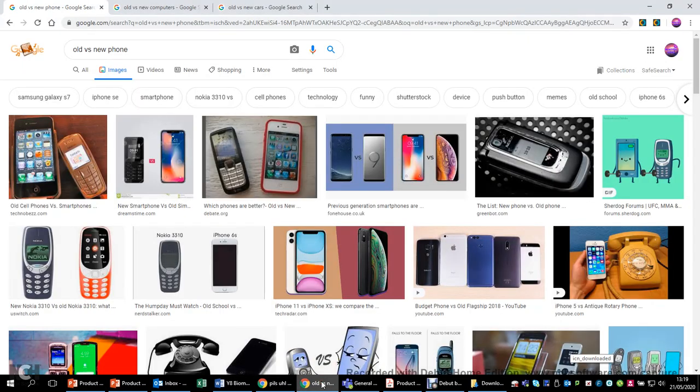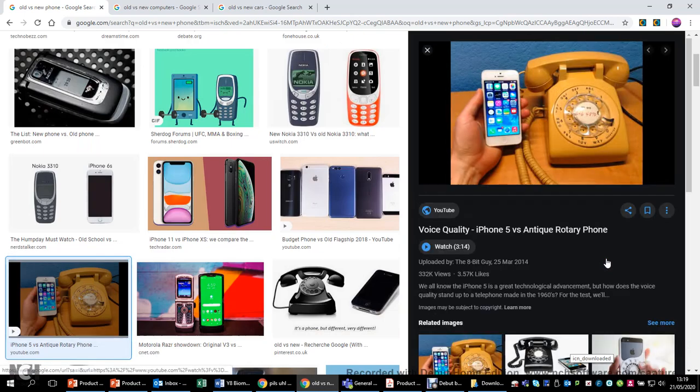Old versus new, we've got phones. Oh, look at this, an amazing one here: old versus new, landline, mobile phone. It could be a good starting point. I would hope that you would be a little bit more creative, some of you. It would be really nice to get that from you, if at all possible.